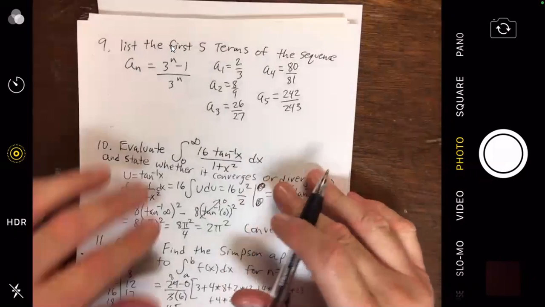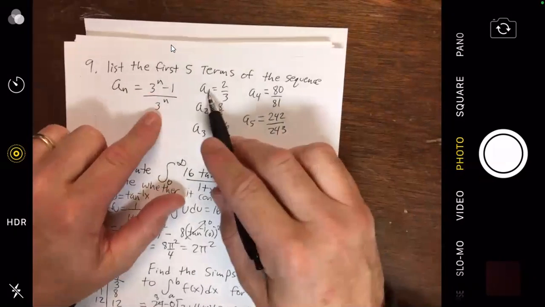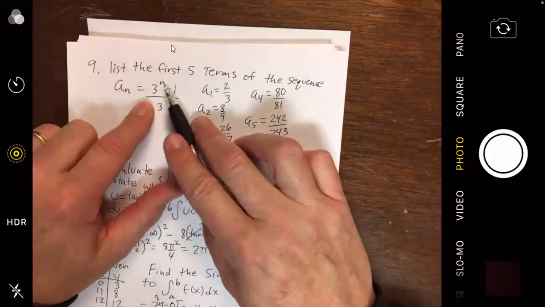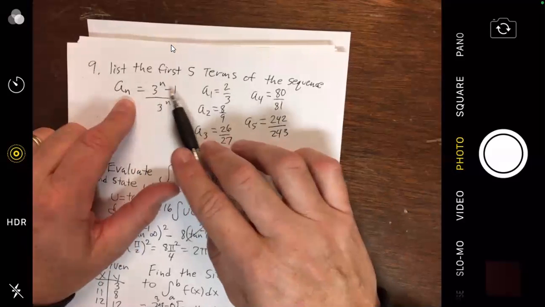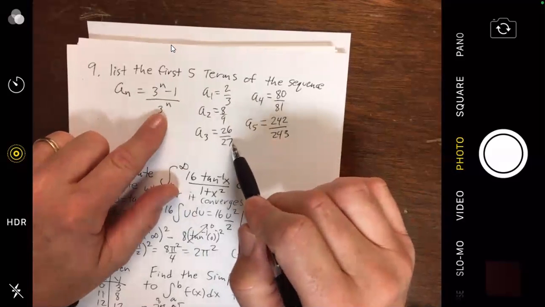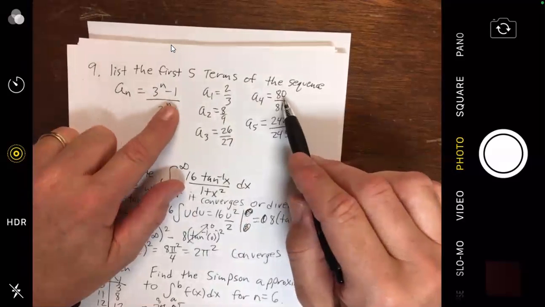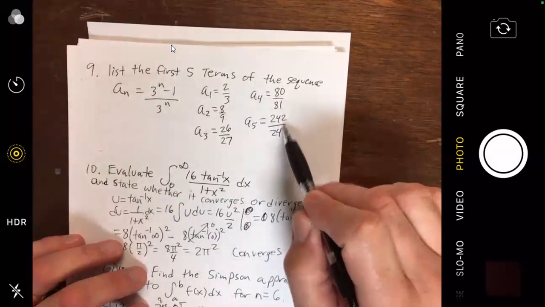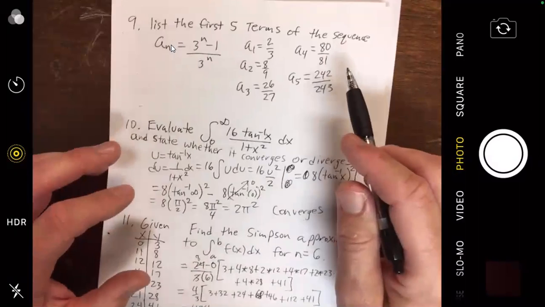First 5 terms of a sequence, just plug in 1, 2, 3, 4, and 5 into this. So you get 3 to the 1, which would be 3 minus 1 is 2 over 3. 2, 3 squared is 9 minus 1, that'd be 8 over 9. 3, 27 minus 1 would be 26 over 3 to the 3rd is 27, etc. You'd have 3 to the 4th, which is 81 minus 1 is 80 over 81. And finally, 240. You see how the top is always 1 less than what's on the bottom.